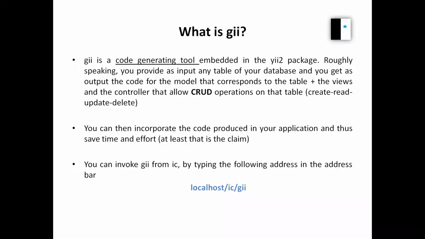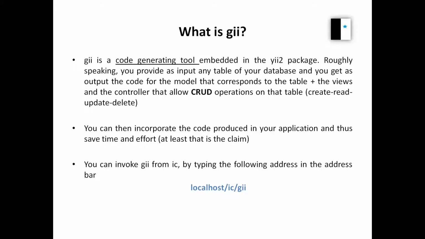And here comes Yii2, and it suggests a solution through Gii. And what is Gii? Gii is a code generating tool embedded in the Yii2 package. Roughly speaking, you provide as input any table of your database, and you get as output the code for the model that corresponds to the table, and the views and the controller that allow CRUD operations on that table. And CRUD is an acronym standing for create, read, update, and delete.